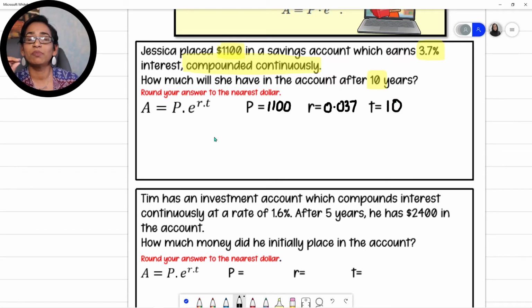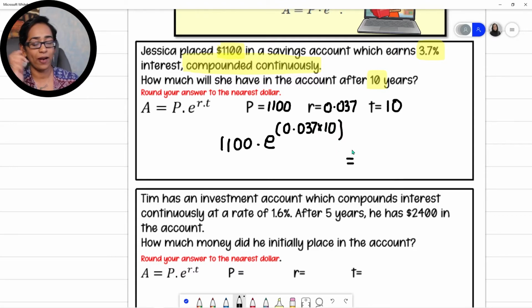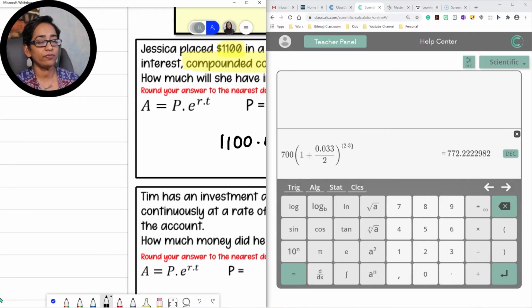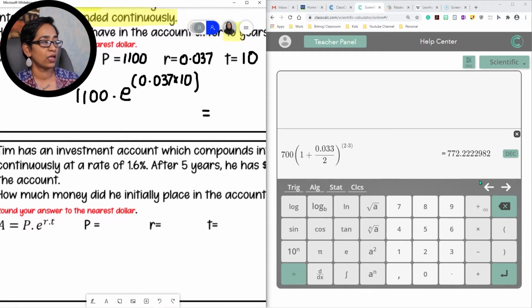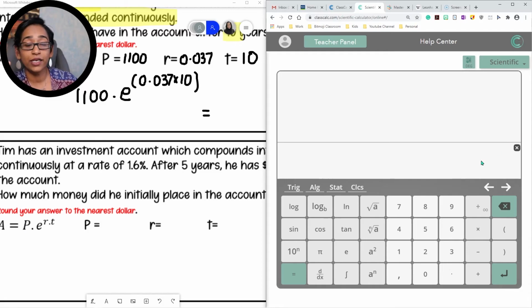I'm simply going to go ahead and plug this into the formula, which is 1100 times e to the power, always open parentheses, 0.037 times 10 and close parentheses. All right, let's go ahead and plug this into ClassCalc. Let me move this to the side. Good practice, clear what you have before.